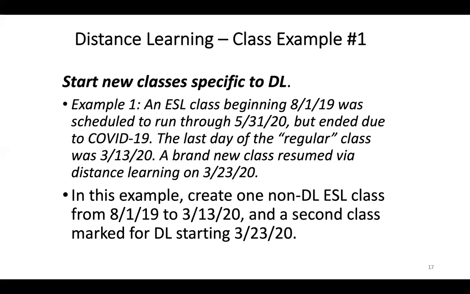In this example, we had the class started in August. It will be non-DL because, of course, that was entirely not distance learning. And then we just create a second class that we're marking for distance learning effective March 23rd, because that's when we started that brand new class in distance learning.